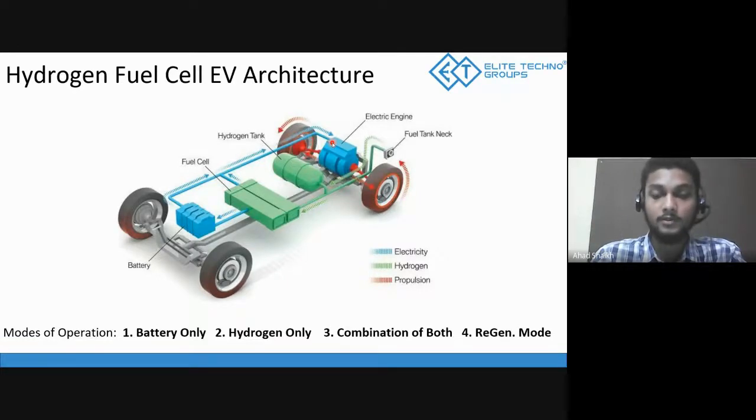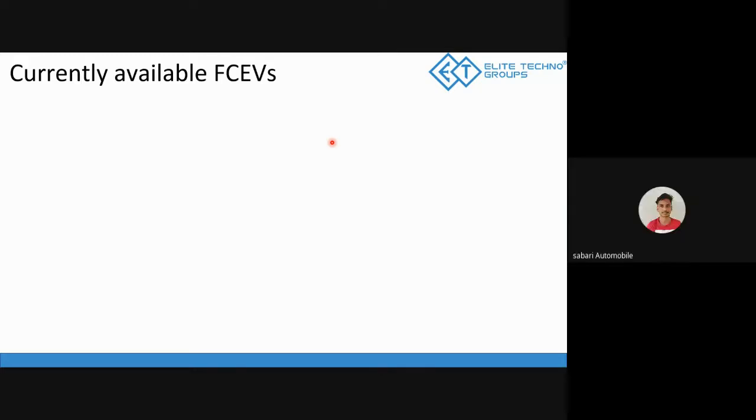All right. So we'll move ahead and see what are the currently available fuel cell electric vehicles. Today, all of us are talking about battery electric vehicles and hybrid electric vehicles, but there are some models, some companies have developed fuel cell electric vehicles. Does anyone of you know what are the currently available models which run on a hydrogen fuel cell?